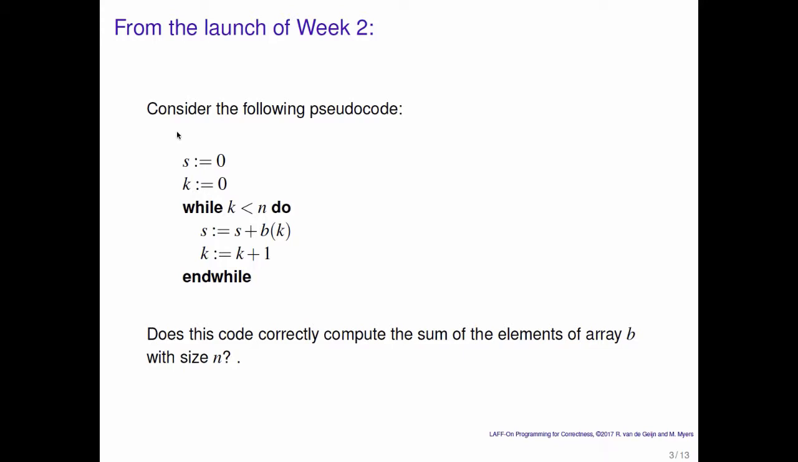It initializes a variable s in which you're going to accumulate the sum to 0, and then you initialize the loop variable k equal to 0, and then you count a loop. You add elements of b to s and you increment the loop index.